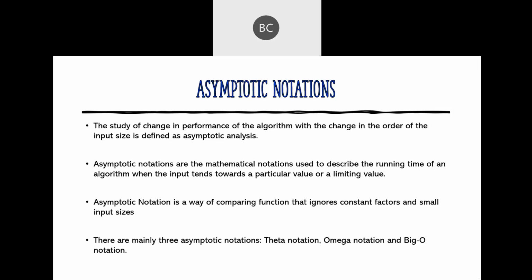So what asymptotic notation does is set the upper limit and the lower limit for the algorithm. Means whenever you run a program, it checks the upper bound and the lower bound for the program. Okay.